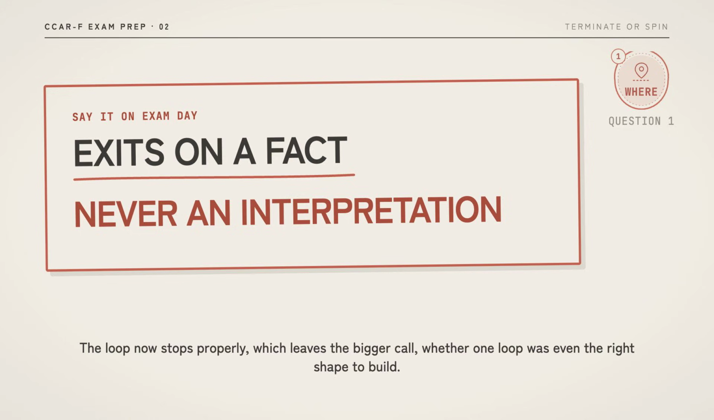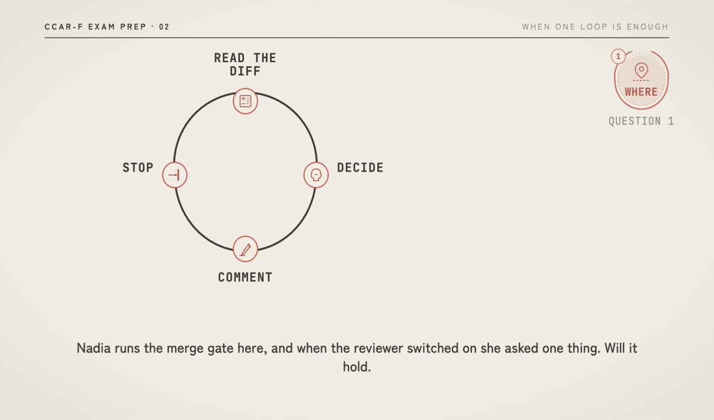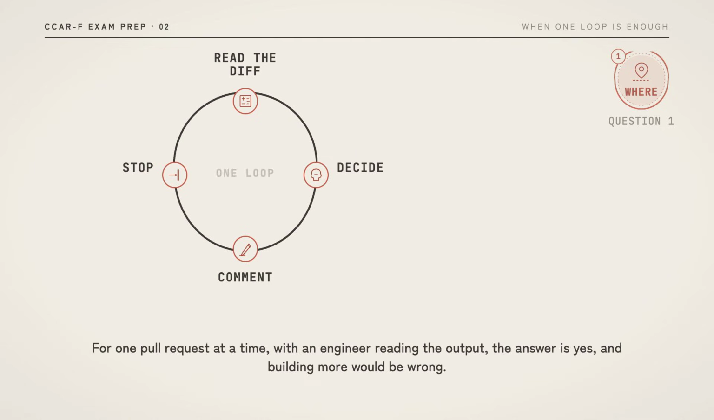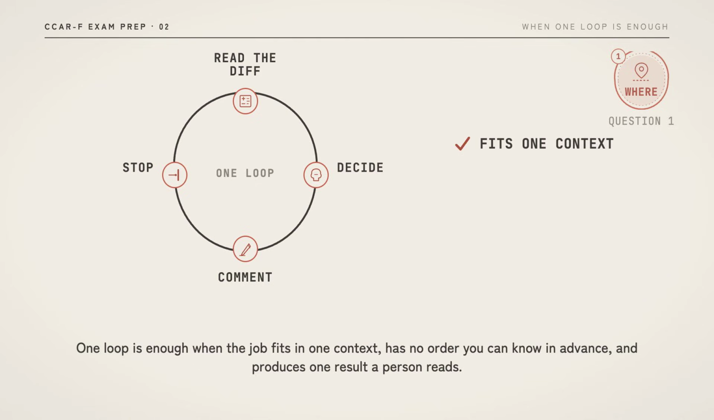The loop now stops properly, which leaves the bigger call: whether one loop was even the right shape to build. The loop is built and it stops on a fact. One decision left: whether one loop was the right amount of architecture. Nadia runs the merge gate here, and when the reviewer switched on, she asked one thing: will it hold? For one pull request at a time, with an engineer reading the output, the answer is yes, and building more would be wrong. One loop is enough when the job fits in one context, has no order you can know in advance, and produces one result a person reads.